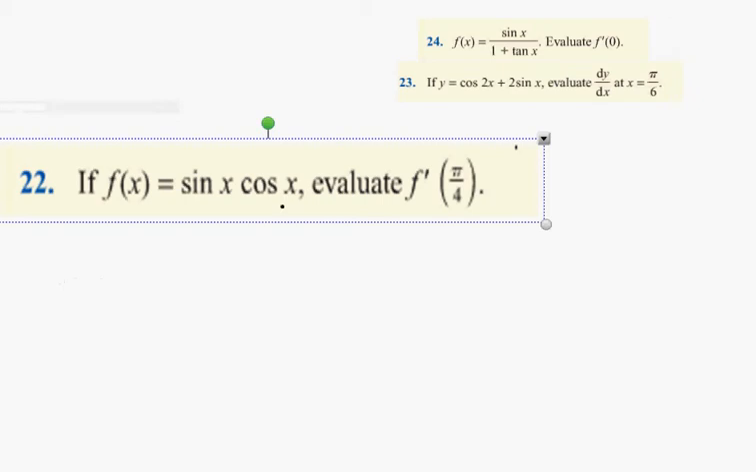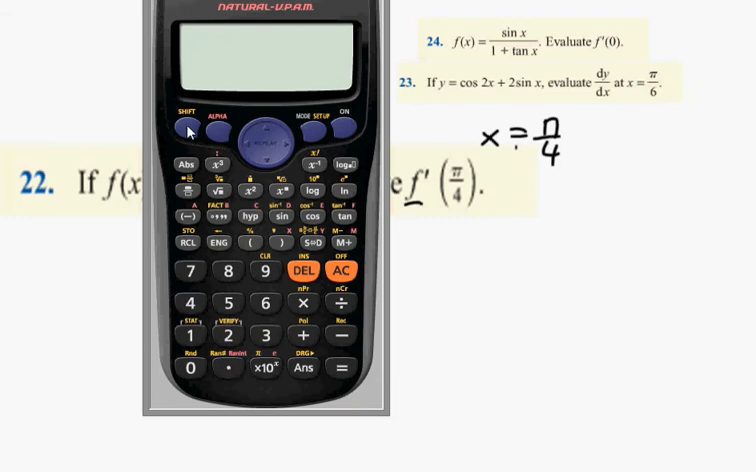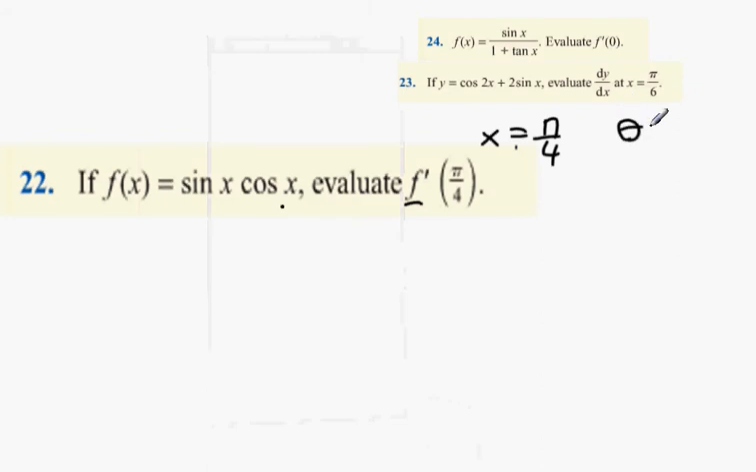If f of x is sine x cos x, what we've got to do is evaluate the first derivative. Upon completion of the first derivative, we replace x with pi over 4. Straight away, go to your setup and put your calculator in radian mode, or the same thing as x equals 45 degrees, whichever you want to do, because pi over 4 is 45 degrees.